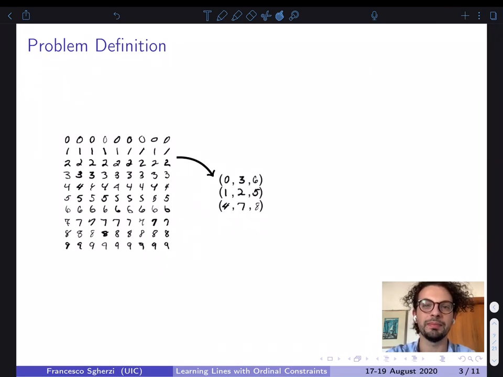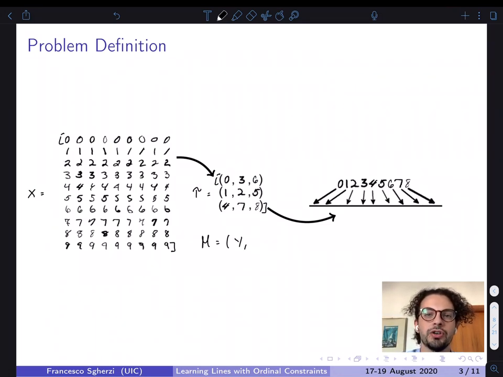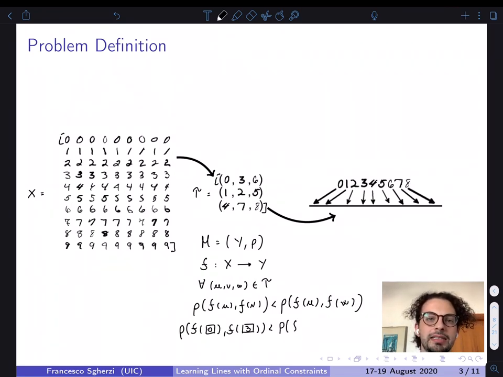In fact, the input to our problem consists of a set of points and a set of ordered triplets of points, representing the fact, for instance, that the first element of the triplet is more similar to the second than the third. Given a point set X, a constraint set T, and some space Y which is metric with some distance function ρ, we want to find a mapping from the point set to this metric space such that for all triplets the distance in the mapping between, let's say, the image of 0 and 3 is less than the distance between the image of 0 and 6.